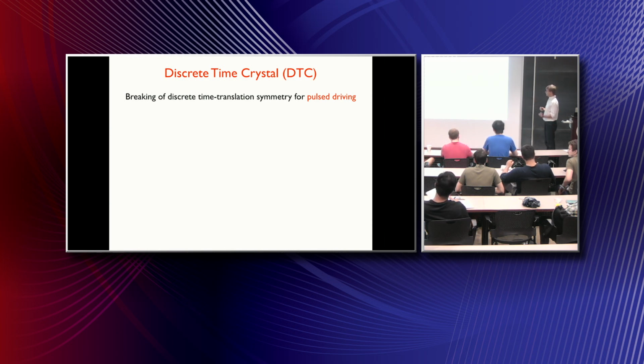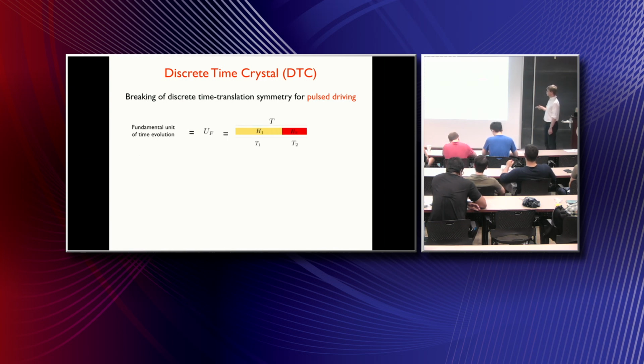Basically, there is this keyword, discrete. It does not break continuous time translation symmetry, but it breaks discrete time translation symmetry for a system which is driven by pulses. Specifically, suppose that you have a quantum system which undergoes unitary evolution, where the evolution consists of these kinds of blocks or fundamental units. These fundamental units might themselves involve application of different types of Hamiltonians, but let's call this unitary U sub f. The periodically driven system means that you apply this unitary periodically, with some period T. You just keep applying it.